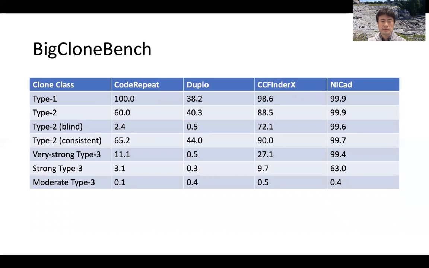Also, we performed a benchmark with BigCloneBench to evaluate the recall rate of our tool. As you can see, for type 1, CodeRepeat, CCFinderX and NiCad have almost the same performance. Even for type 2, it has moderate performance, because type 2 code clones still have a completely exact match between the two code clones.